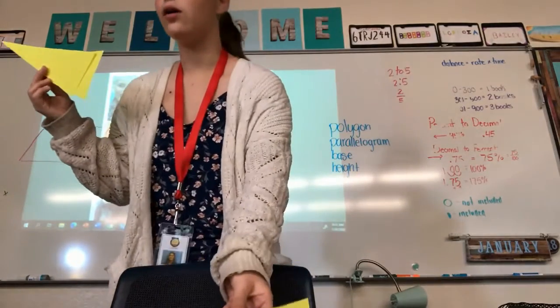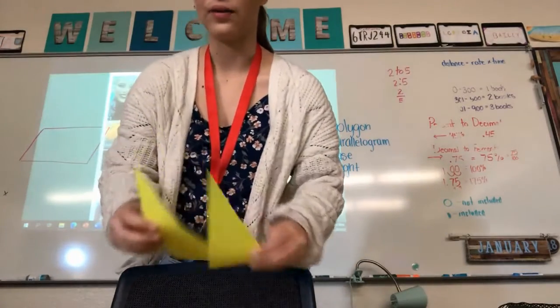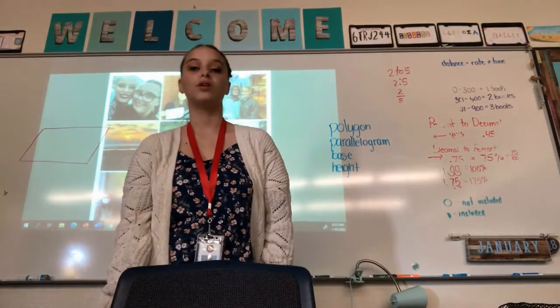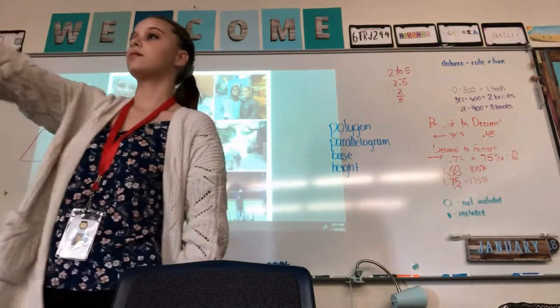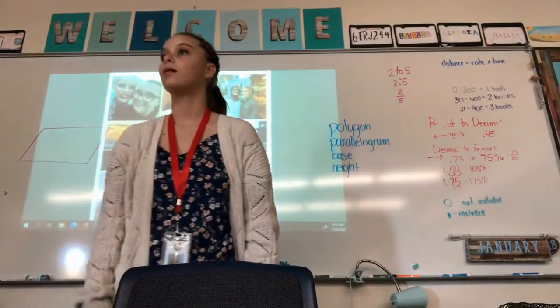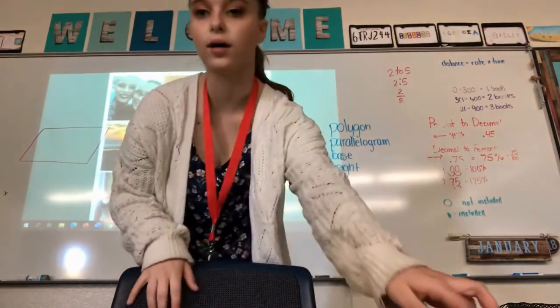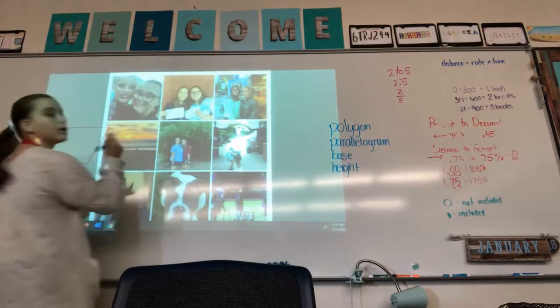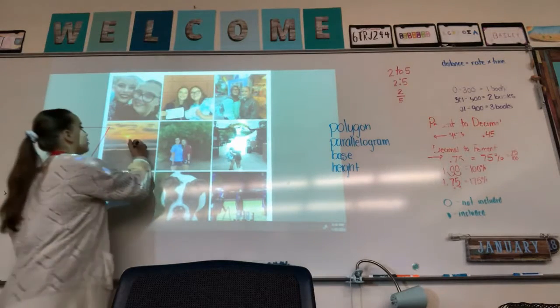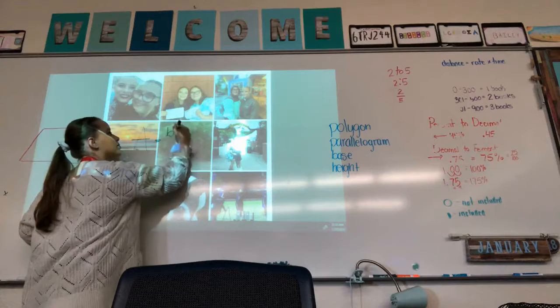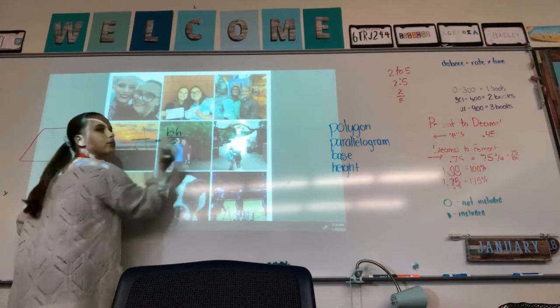So does anybody know, before I show you how I put this together, what the formula is to find the area of a triangle? Yes? A times B divided by 2? Almost. So the formula for a triangle is A equals base times height divided by 2.